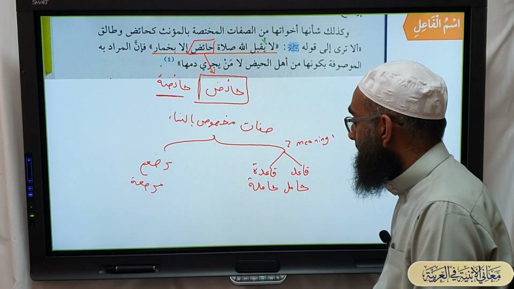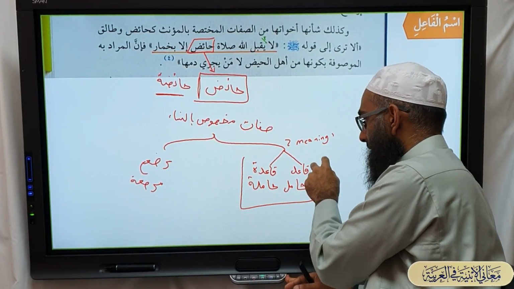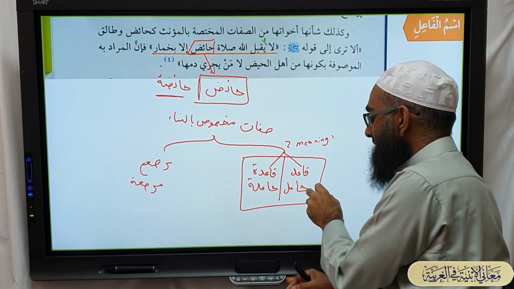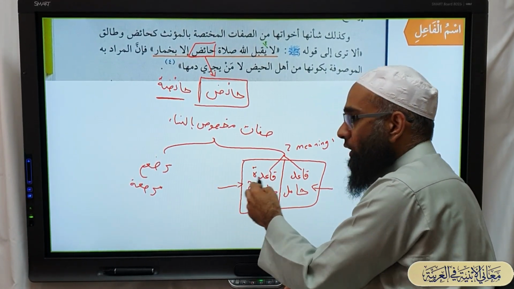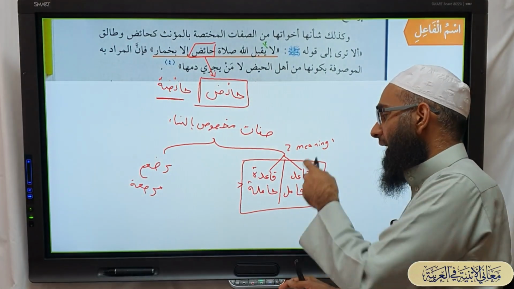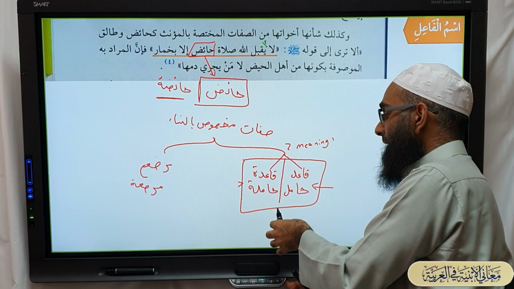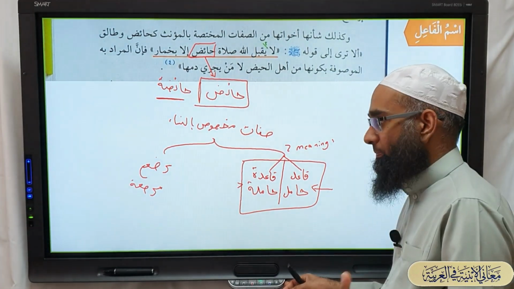In this case, what happens? If it's like this, with two separate meanings, the one without ta will show the makhsus bin nisa meaning, and the one with ta will show the general meaning. So qa'id, a lady who has reached menopause. Qa'ida, the one who's sitting. Hamil, the lady who's pregnant. Hamila, one who's lifting something.